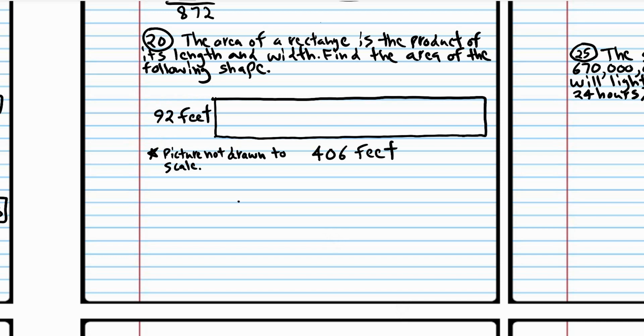All right, 406 times 92. 2 times 6 is 12. Carry the 1. 2 times 0 is 0. Plus 1 is 1. 2 times 4 is 8. Put a placeholder. 9 times 6 is, and get rid of that 1. 9 times 6 is 54. Carry the 5. 9 times 0 is 0. Plus 5 is 5. 9 times 4 is 36. Make sure these numbers are all lined up, or else you're going to be in trouble. You're going to get the wrong answer.